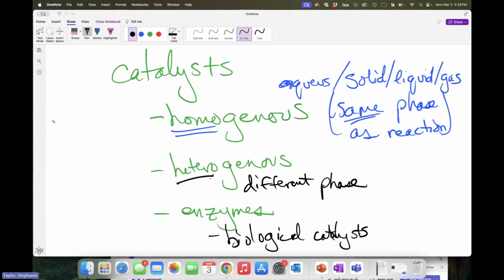A heterogeneous catalyst. The reason why this one is important is because there are times where you have a reaction that's all gases, but your catalyst is like a piece of metal and is a solid. So we do make that distinction between homogeneous catalysts, where everything's in the same phase, versus a heterogeneous catalyst, where they're different phases from each other. So those are the 3 types of catalysts.